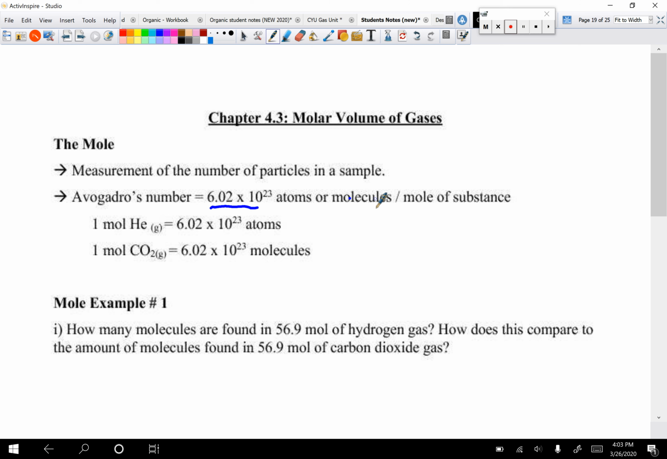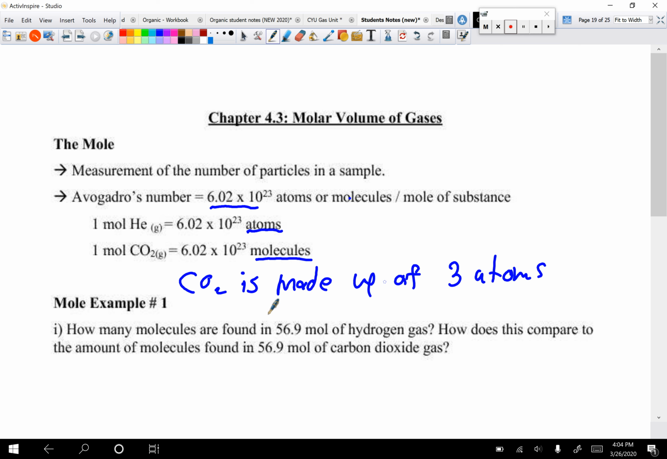So remember, an atom is just a single unit of something. So if you have helium, 1 mole of helium, that's 6.02 times 10 to the power 23 atoms, because, well, helium is just one atom. But if you have a molecule like carbon dioxide, which is comprised of a number of different atoms, 1 mole of CO2 is 6.02 times 10 to the power 23 molecules, right? But we know that CO2 is made up of 3 atoms, right? So 1 carbon and 2 oxygen.